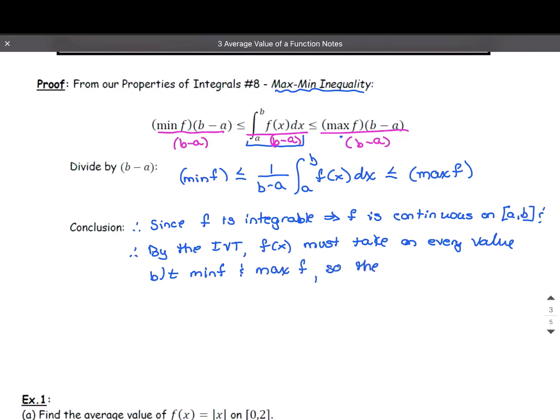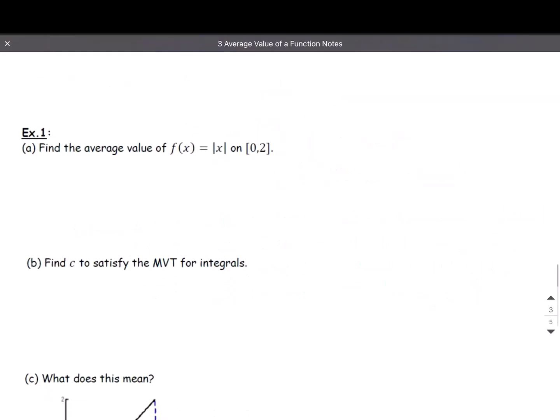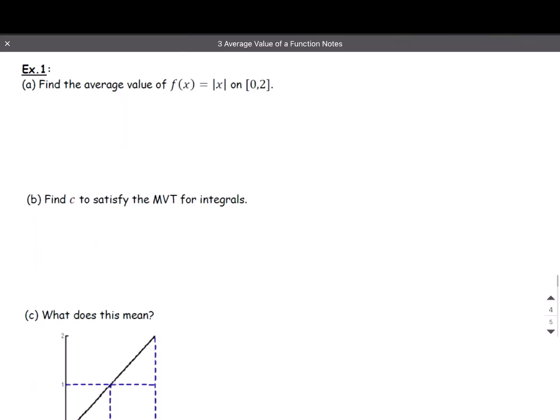So there must be a c such that a is less than c is less than b, and f of c equals 1 over b minus a times the integral from a to b of f of x dx. There you go. Okay, so let's take a look at an example.